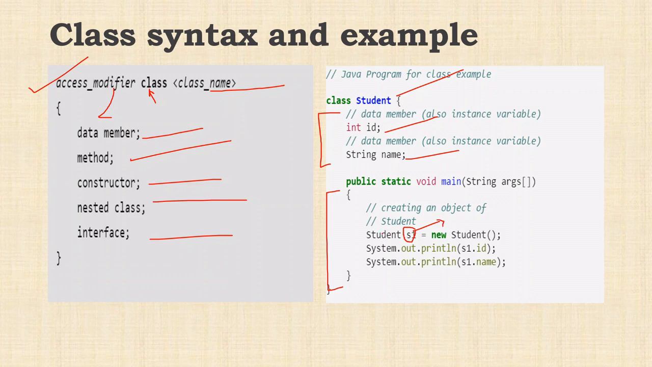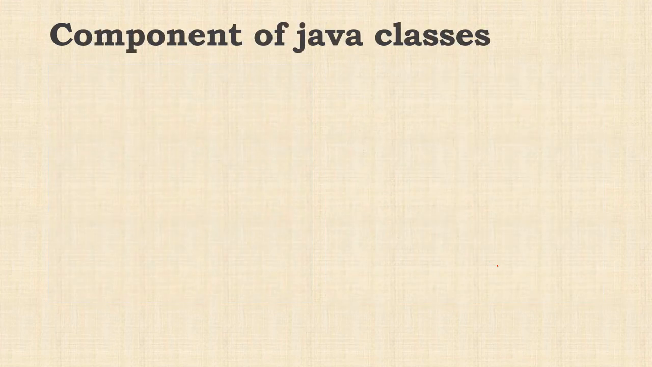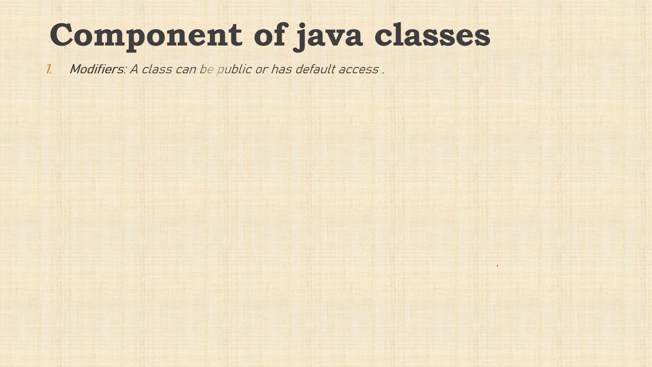For creating this object, we can use Student s1 is equal to new Student, like this you can create. With the new Student, it will create the object, and it will initialize it into this s1 reference variable, and we can call s1 dot id, s1 dot name, and we can get the id value, name. So like this you can create a class inside Java. So components of Java classes, we'll see one by one.